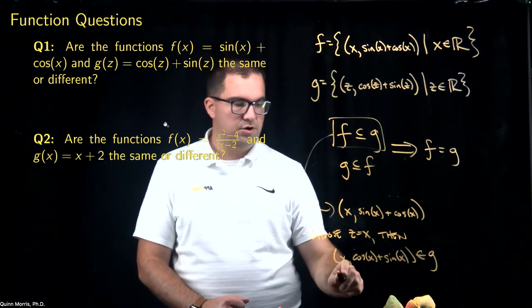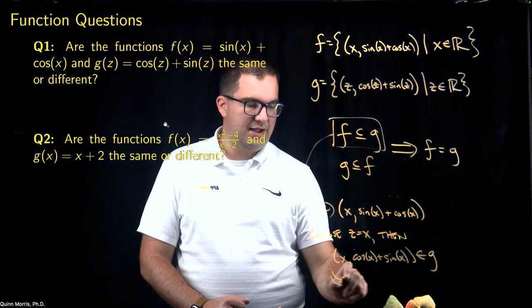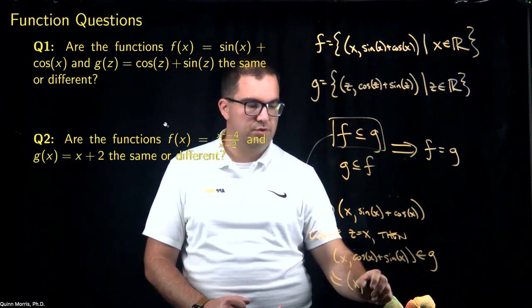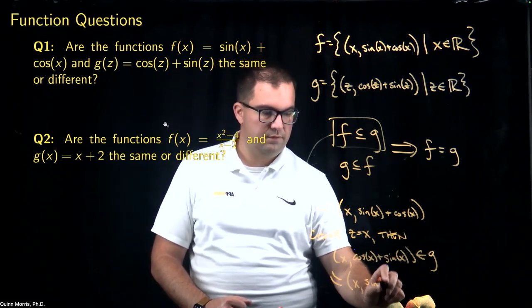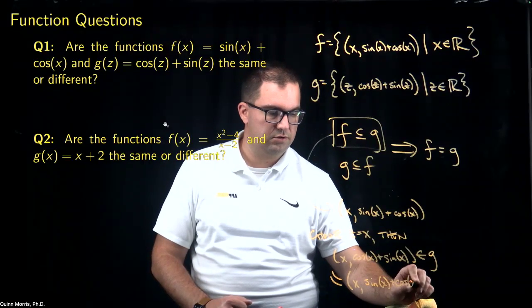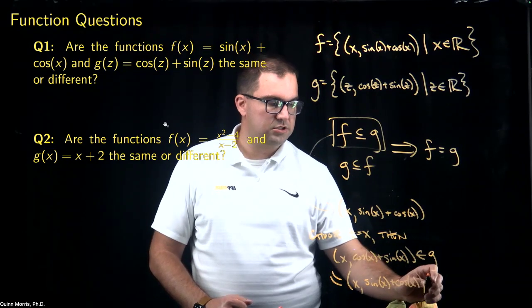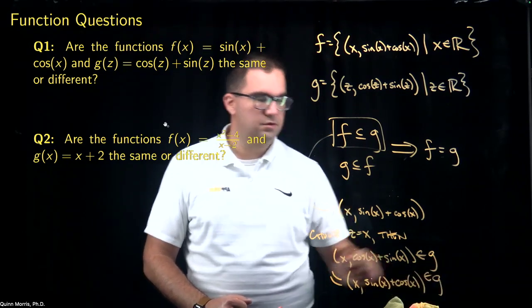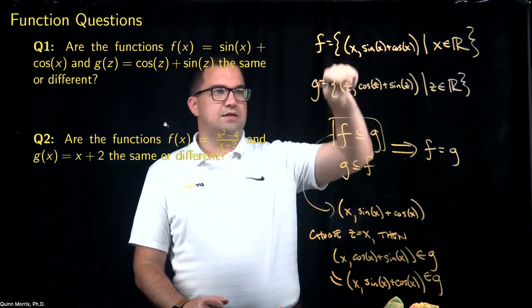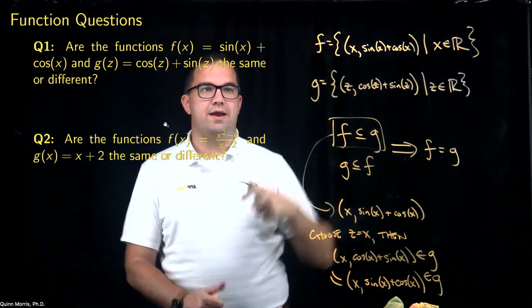So I'm going to plug this in here, but then I notice that this is in fact just the same thing, by the fact that addition is commutative, as (x, sine of x plus cosine of x). So this also has to be in G. To prove the other way around, you basically start here and work your way up here.